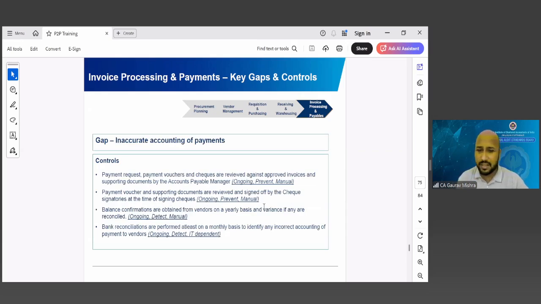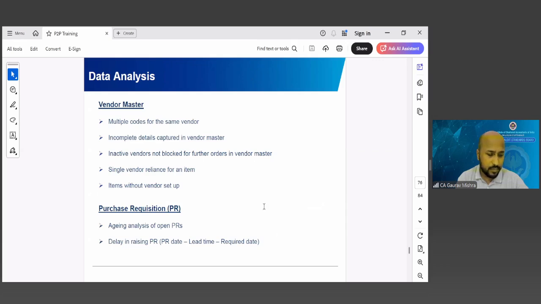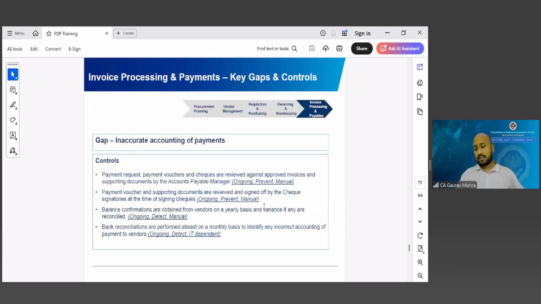Inaccurate accounting of payment, again, this is a very basic thing. So these are a few of the risks around the procurement to pay process. If you go deeper into the transaction, you will find a lot of other transactions, but the rest of these risks will be around the same risks.